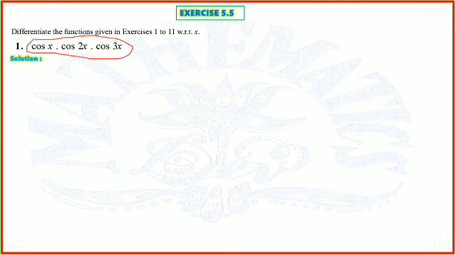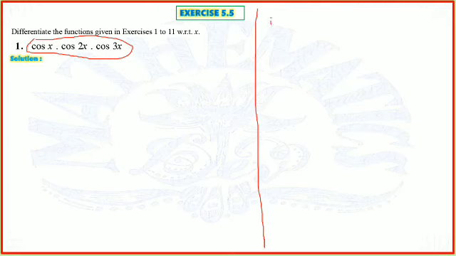Differentiate the functions given in exercise 1 to 11, meaning question numbers from 1 to 11 you are asked to differentiate with respect to x. So the question is cos x, cos 2x, cos 3x. I have written a question over here, but that doesn't mean I'm not going to tell you the properties. For the solution we will proceed, but before that I would like to tell you about some of the properties of the logarithm over here. You must note these properties.